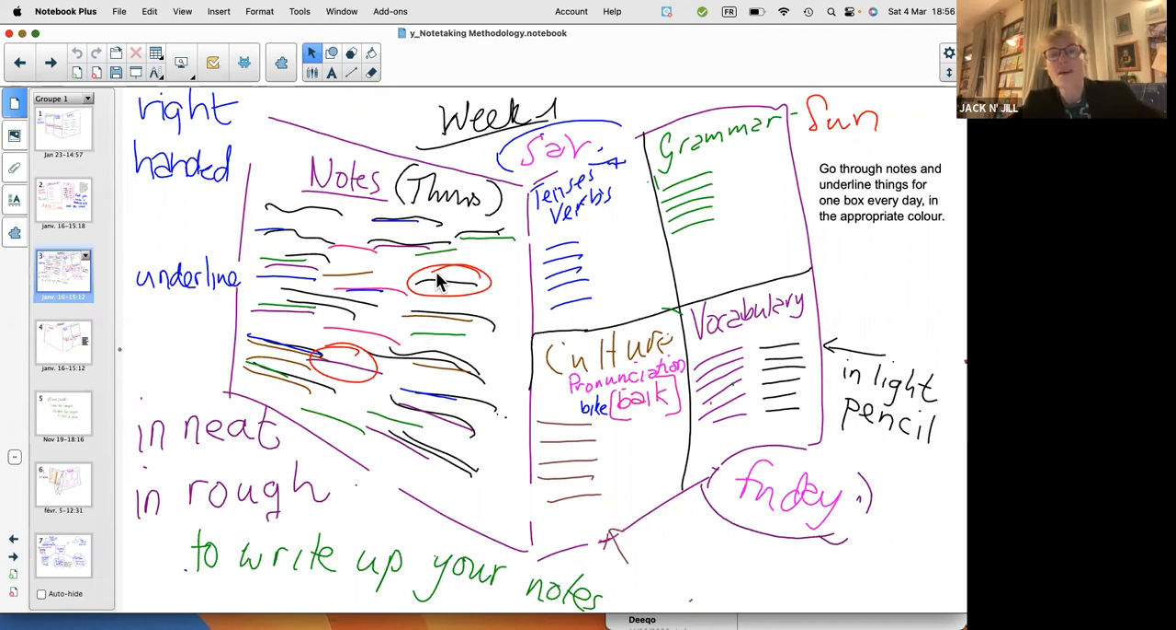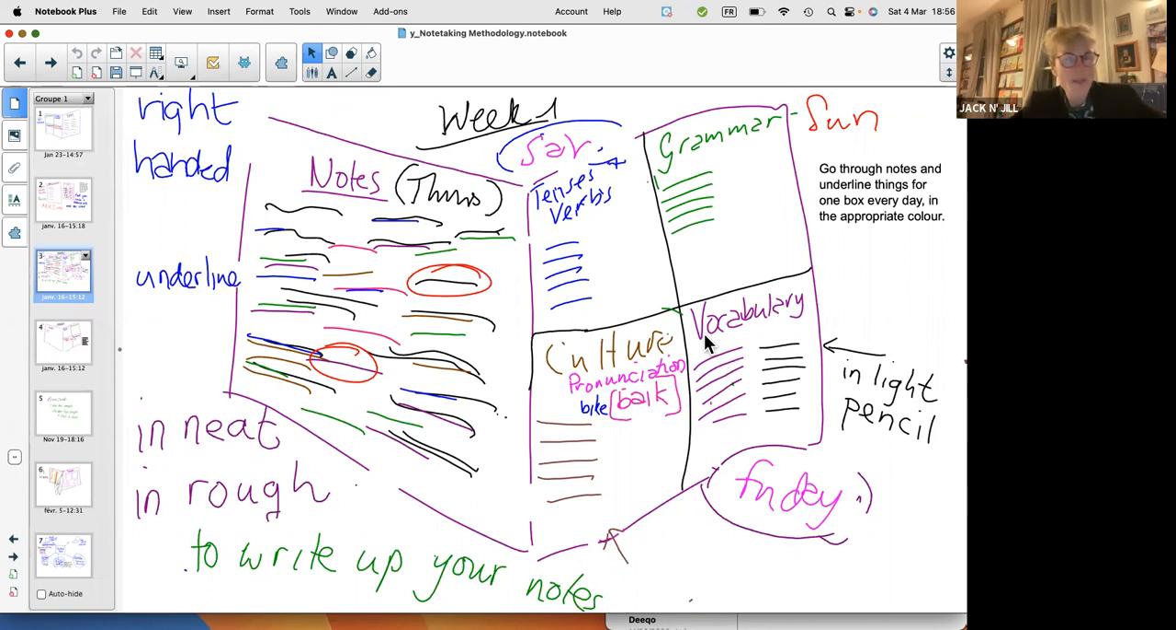Now let's imagine that their lesson was on a Thursday. They will have written their notes in any old color, however they like, during the lesson. And on the opposite side, on the right, we ask them to divide up their page into 4 sections: tenses and verbs in blue, grammar in green. That's helpful. There's an alliteration to help you remember. Grammar in green, vocabulary in violet or purple.